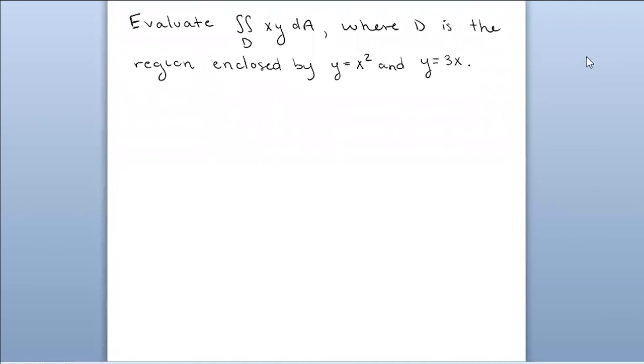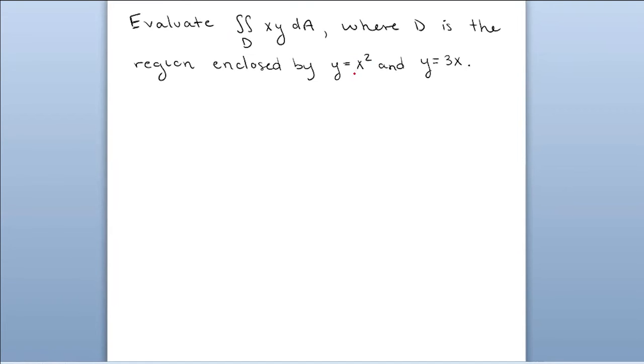Okay, so we're going to be evaluating this double integral over the region D, which is just the region enclosed by these two curves. Now, I think that the more difficult part for these problems is to determine your limits of integration rather than the actual integration itself, okay? And so here we're going to allow one of our variables to be bounded by constants, and we're going to let the other variable be bounded by the curves themselves.